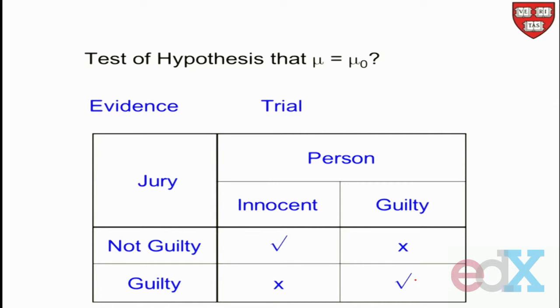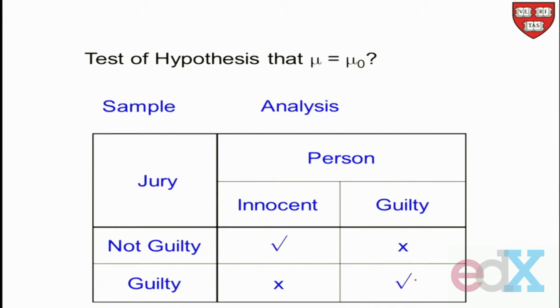Now, instead of deciding whether a person is guilty or not, we're going to decide whether the mean of the population is some specified value. Okay, so mu naught would be 337 or whatever it was. Now, the evidence is going to be the sample. We're going to take our sample of size 49. That will be our evidence. The trial is going to be the analysis we do. So we'll calculate the sample mean, calculate the sample standard deviation, etc.